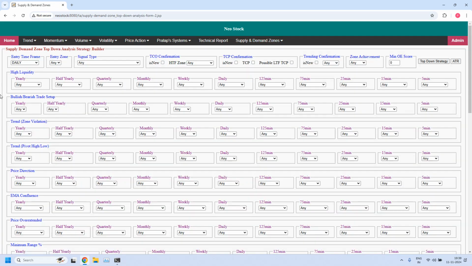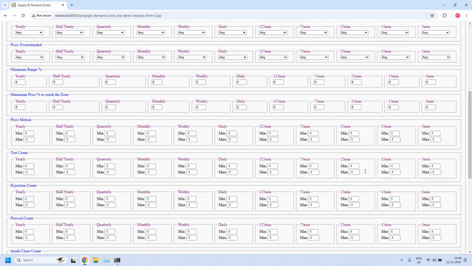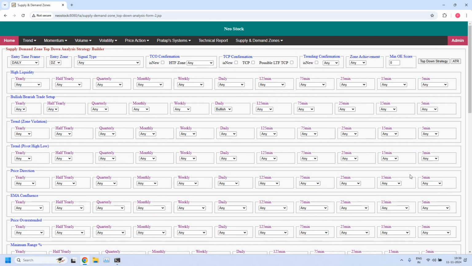First, let's start with bullish trade setup for monthly income trade. Entry time frame daily, entry zone, demand zone. Bullish or bearish trade setup, entry time frame daily, I am selecting bullish. The daily demand zone should not be pierced. So in the pierced count, daily time frame, I am setting minimum value 0, maximum value 0. That means zone is not pierced.